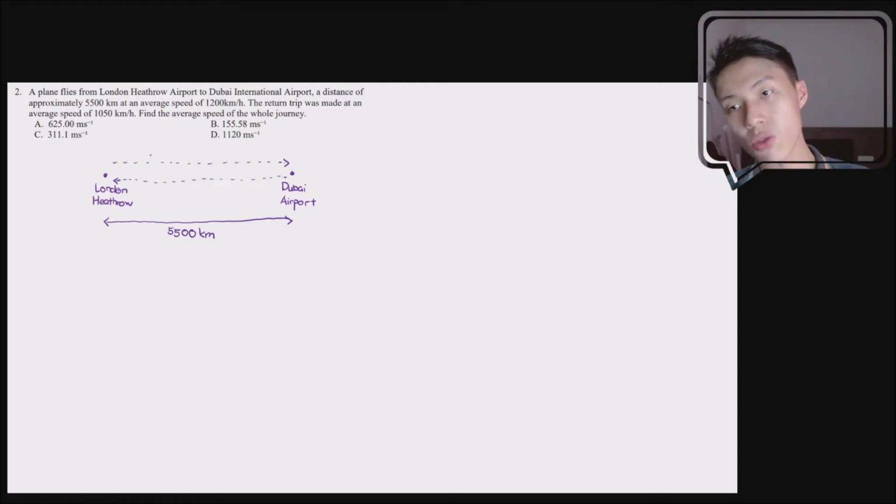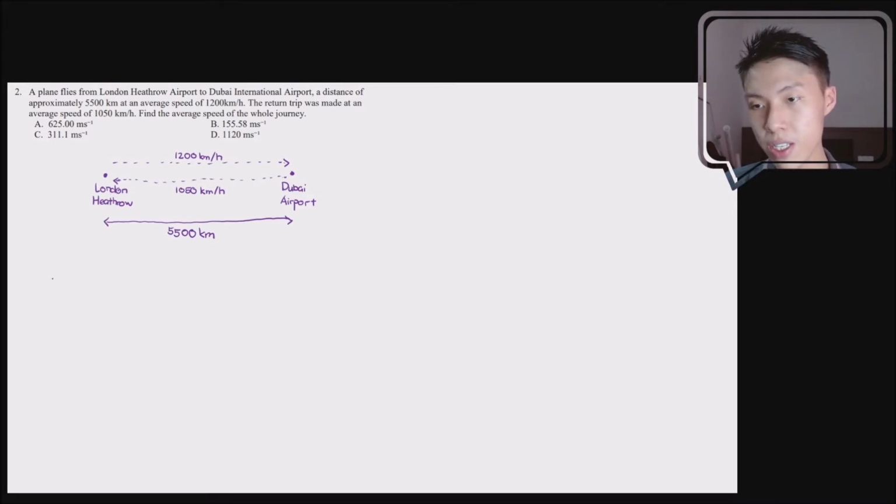to London Heathrow. So the to journey from London to Dubai is 1,200 km per hour. That's the average speed for the to journey. For the fro journey, from Dubai to London Heathrow, the average speed is 1,050 km per hour. And they now ask you to find the average speed. I believe you see that the unit is in meters per second, so later we need to do some conversion also.